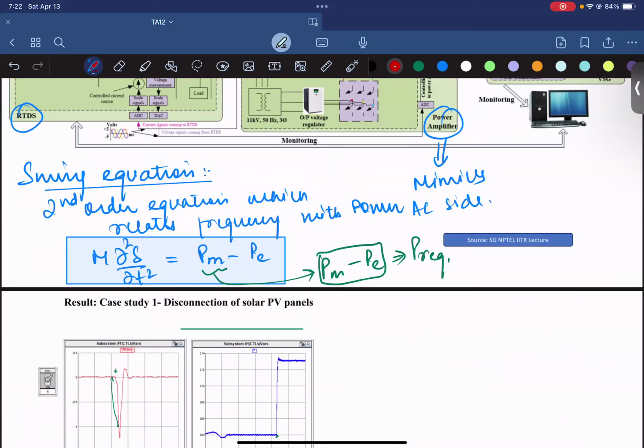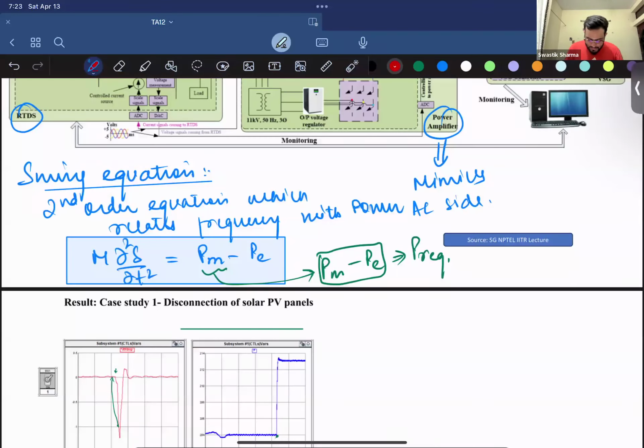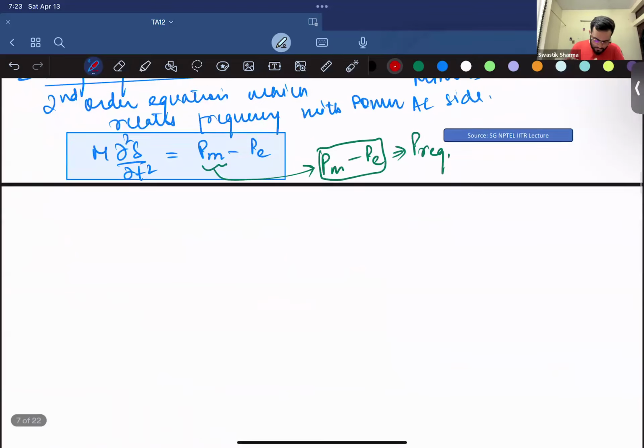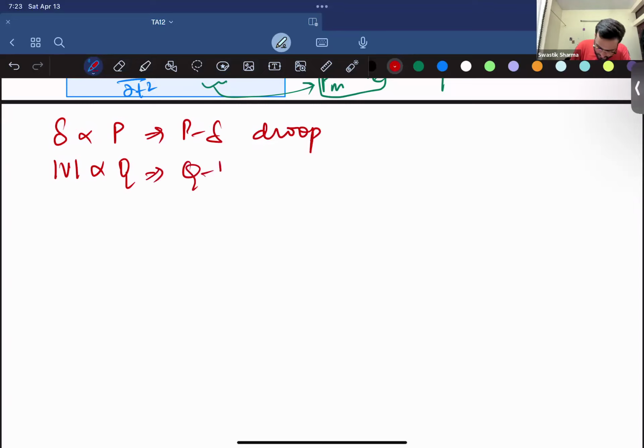Okay, so what really happens is, Dharani, on the AC side, I discussed this a few days back when we were discussing the droop equation. In AC, your droop equation is directly relevant to delta and P, and the magnitude of V and Q. So we have P-delta droop equations and Q-V droop equations. These are for AC. Now on the DC side, the only thing that is available is real power.